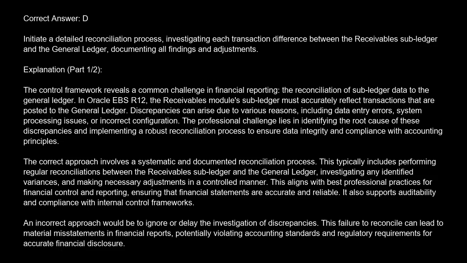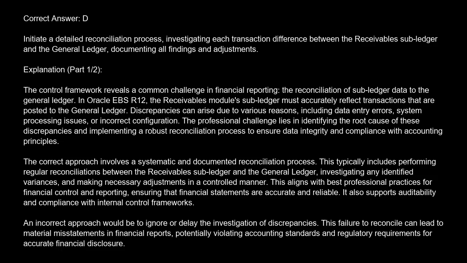The correct approach involves a systematic and documented reconciliation process. This typically includes performing regular reconciliations between the receivables subledger and the general ledger, investigating any identified variances, and making necessary adjustments in a controlled manner. This aligns with best professional practices for financial control and reporting, ensuring that financial statements are accurate and reliable. It also supports auditability and compliance with internal control frameworks.